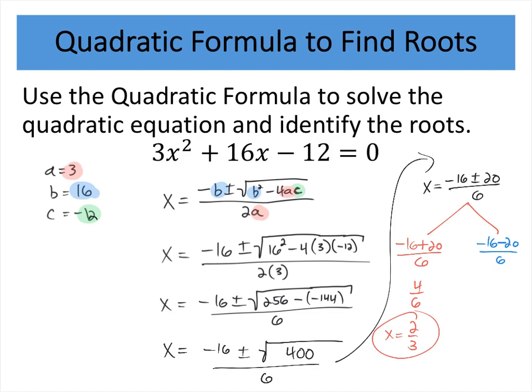And if we do the other side, negative 16 minus 20 is negative 36 divided by 6. That fraction reduced is negative 6. So x equals negative 6. So these are the same answers as before, which is important because it was the same equation. So the same equation should always reveal the same roots. Now that we know our solutions are x equals 2/3, x equals negative 6, the roots are the x-intercepts.